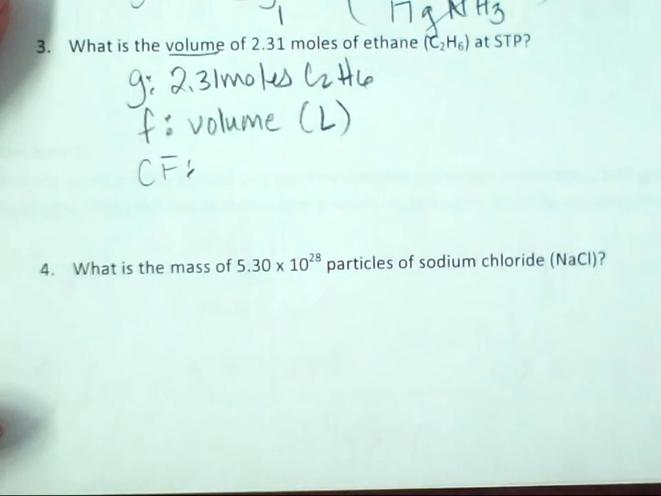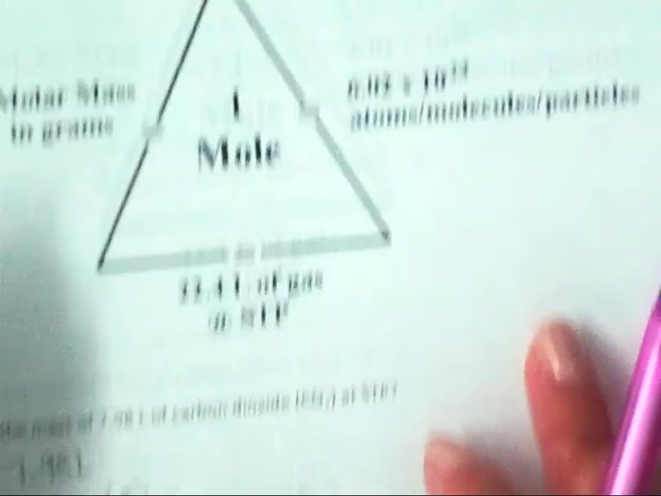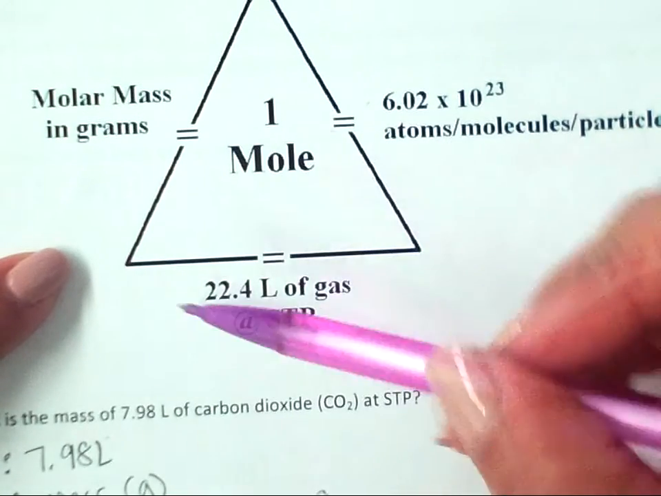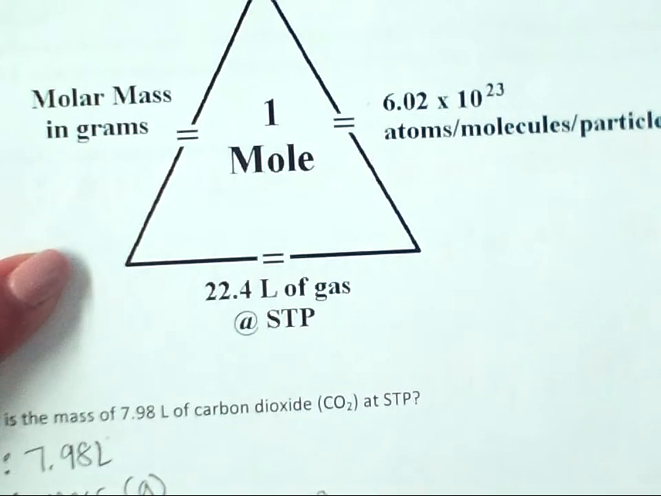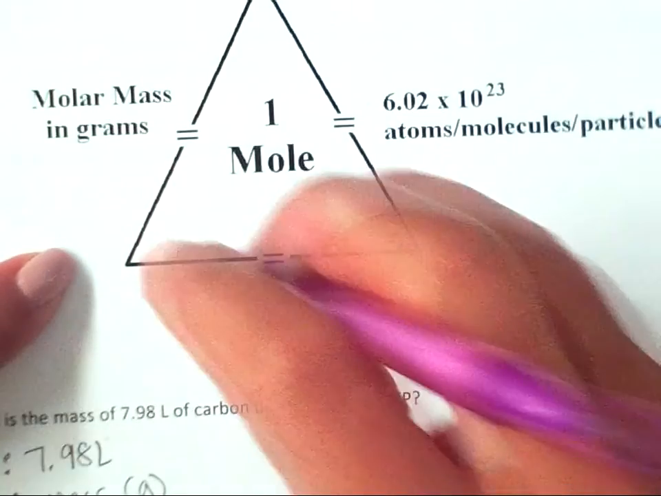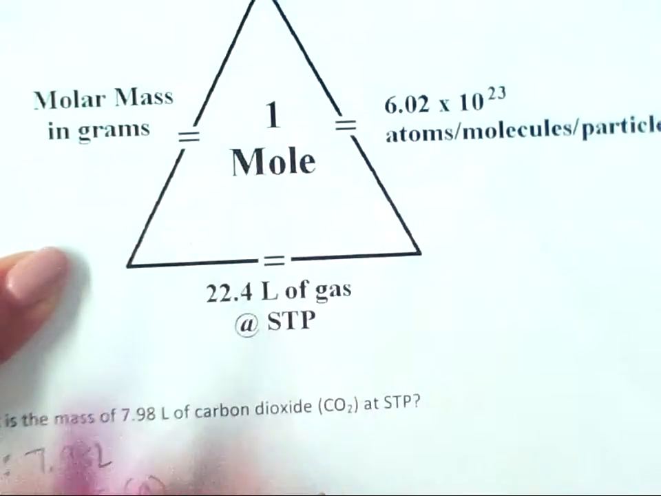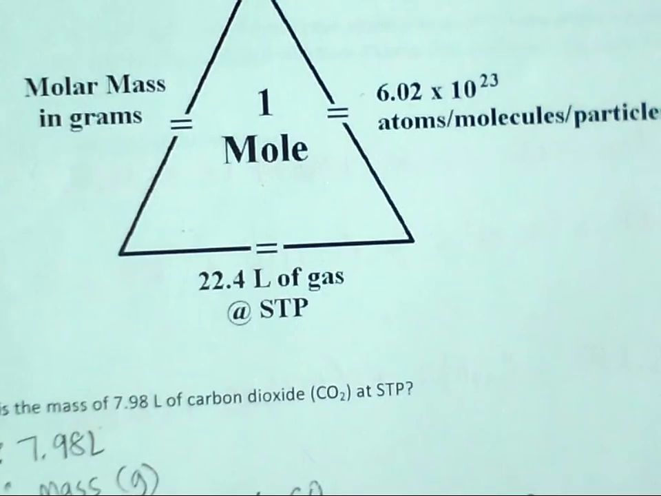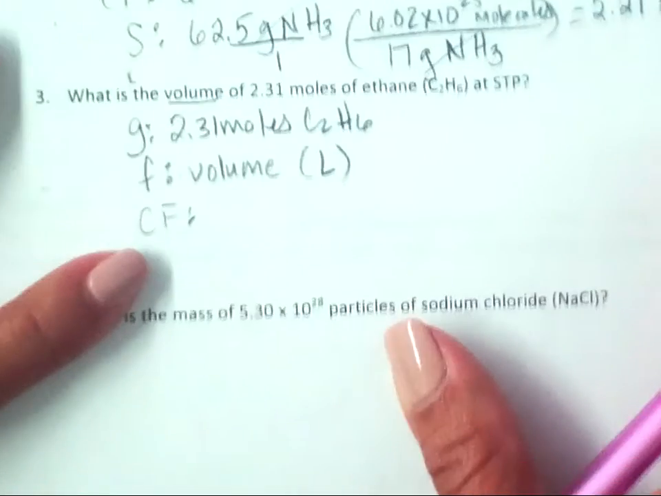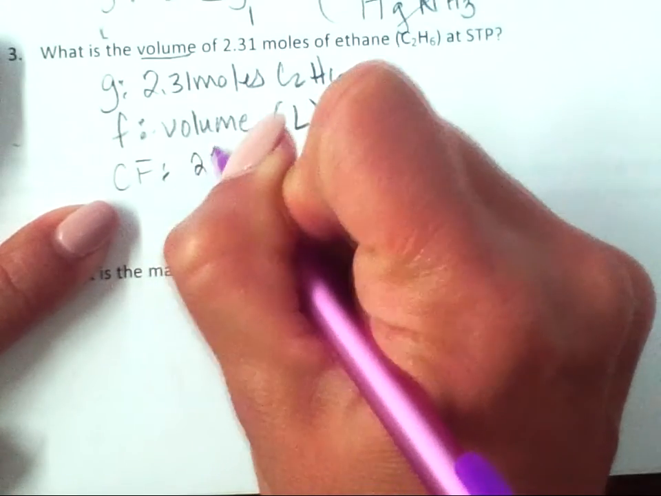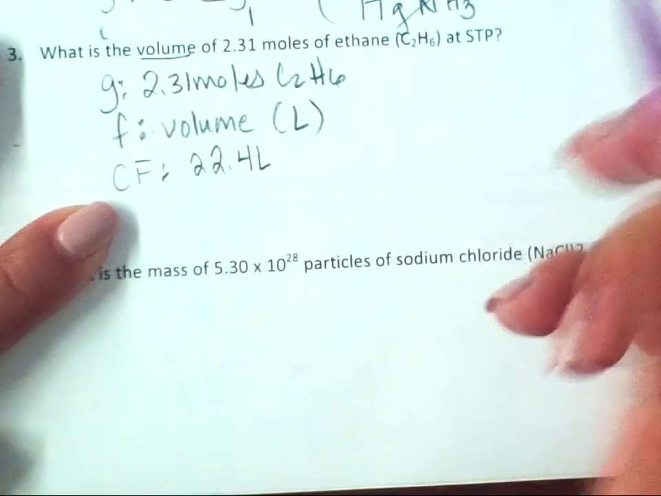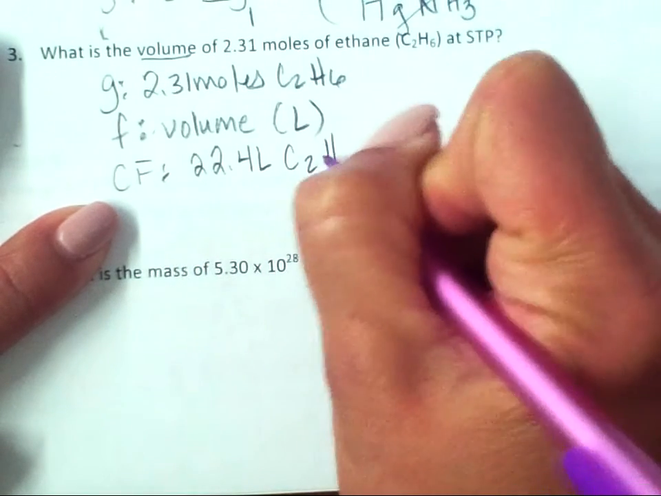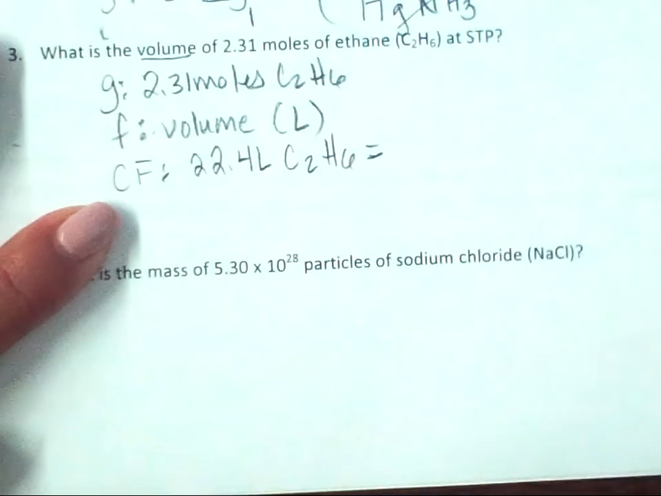How many moles are in any given volume at standard temperature and pressure? Well, you tell me, what's the conversion factor? Anyone? What's the relationship between moles and liters from the triangle? 22.4 liters is equal to how many moles? Just 1. And so that's what you would write for your conversion factor. 22.4 liters. And I'm going to go ahead and keep the C2H6 in it. So you can see that regardless of what it is, they're all equal to each other.